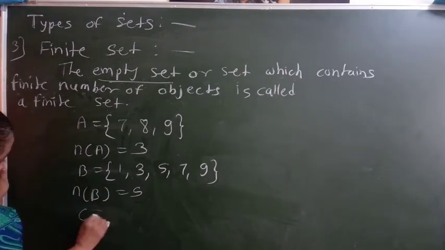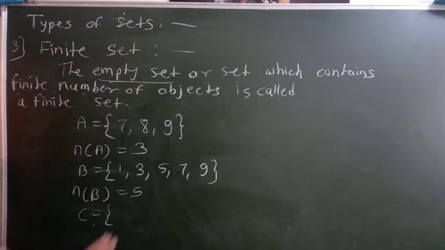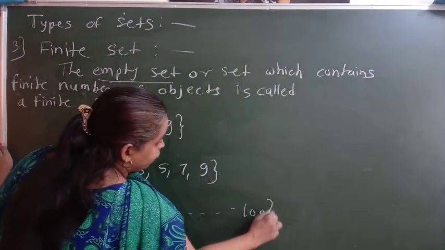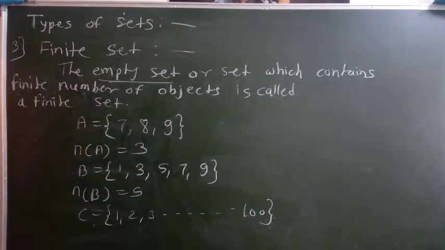Okay, suppose C is there. You can write 1, 2, 3, and so on up to 100. Now count all these elements.